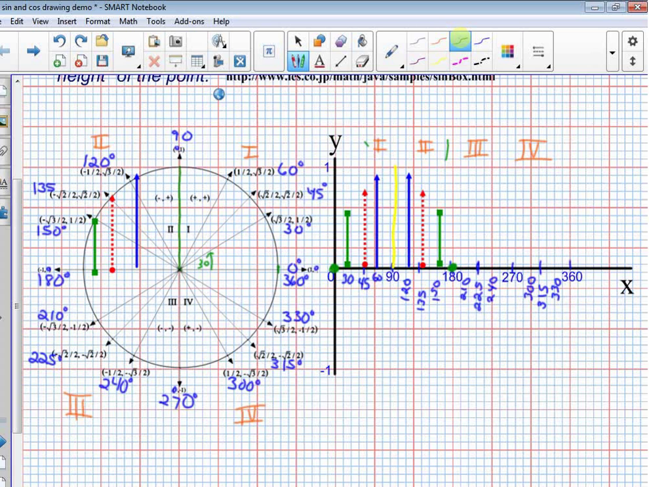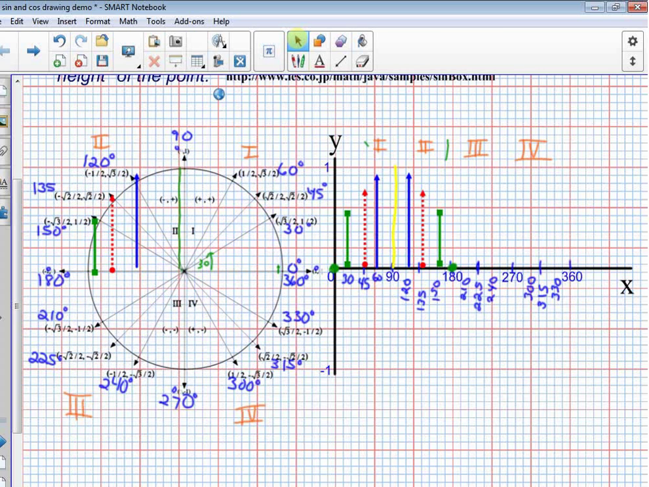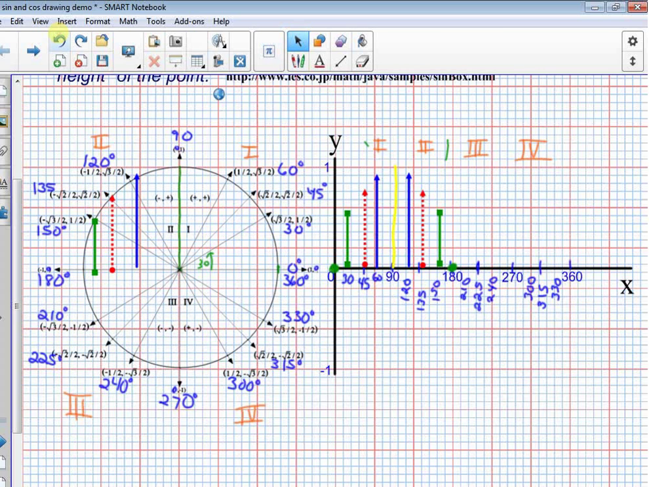And what we're going to get here is a sine curve graph. Now I'm going to keep going with this, going back and grabbing this blue distance to represent the 30 degrees. No, this was the 60.